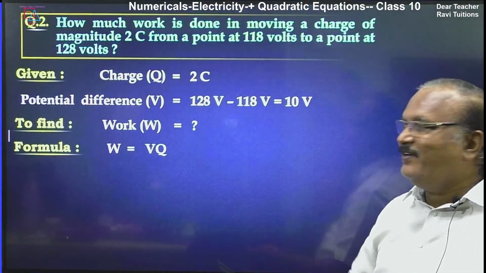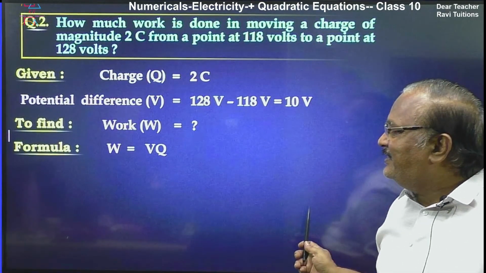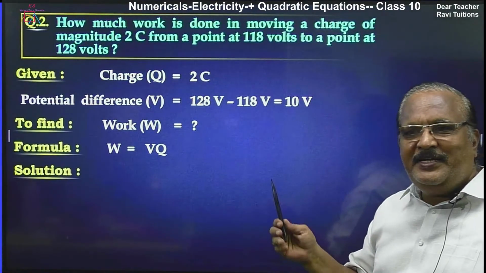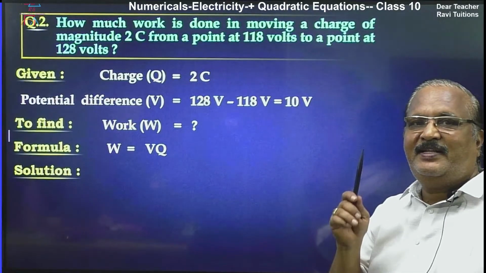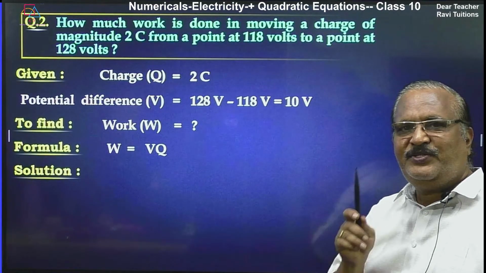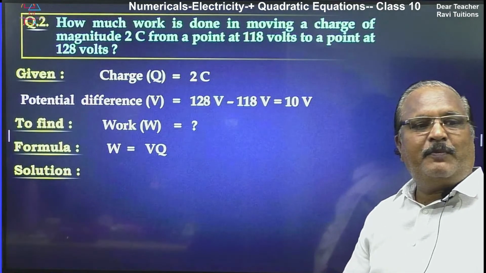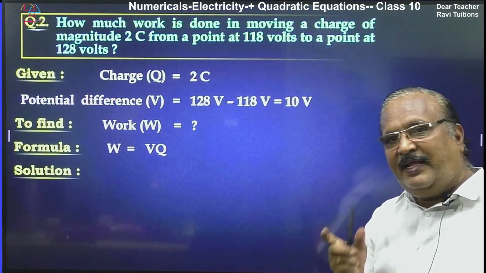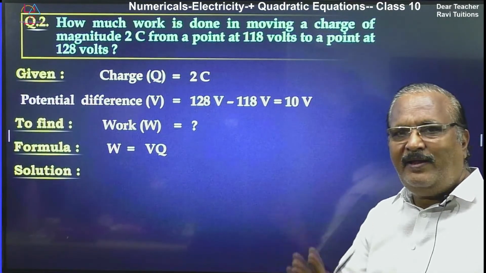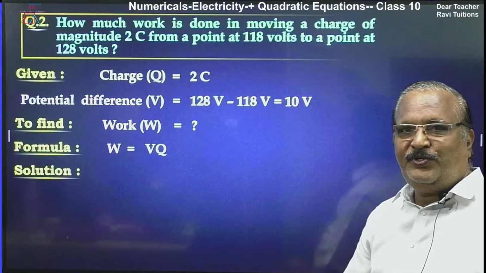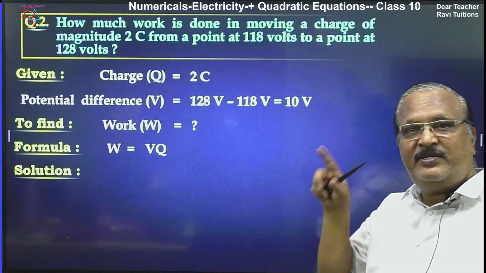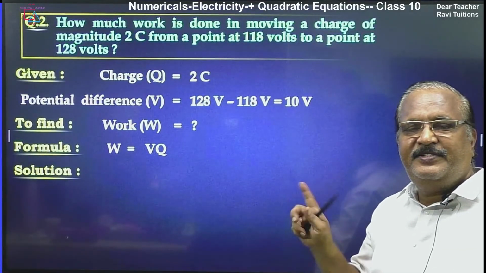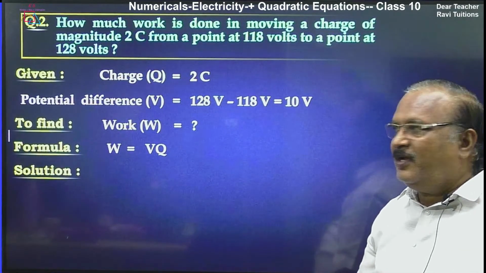Potential difference into charge, this is the formula. You don't need to understand anything, you just remember these formulas, then you will get the numericals. Once the numericals come to your mind, then it's very easy to crack anything. So your JEE rank, your NEET rank, your MCET rank, everything depends on the numericals of physics. So focus more on the numericals.